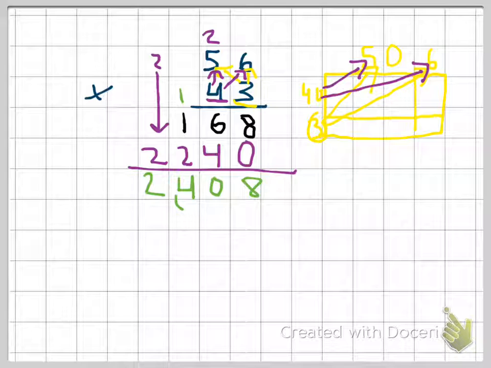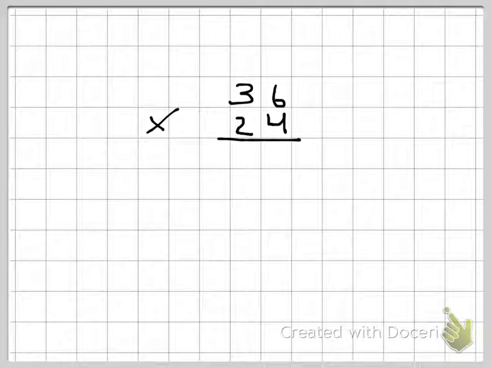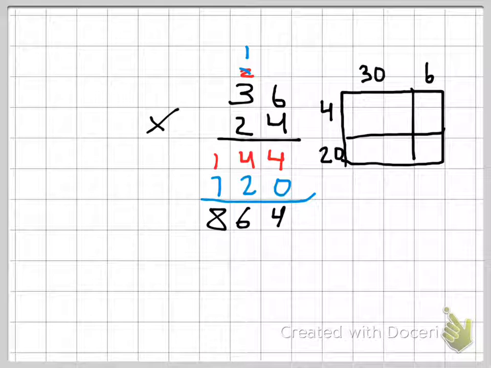All right. I'm going to give you another 2-digit by 2-digit problem. This time I'm not going to go over it, but I will write the problem and then just reveal the answer and see how you did. Okay, so here you go. 36 times 24. Pause the video and give it a try. Okay, in the end, you get 864.